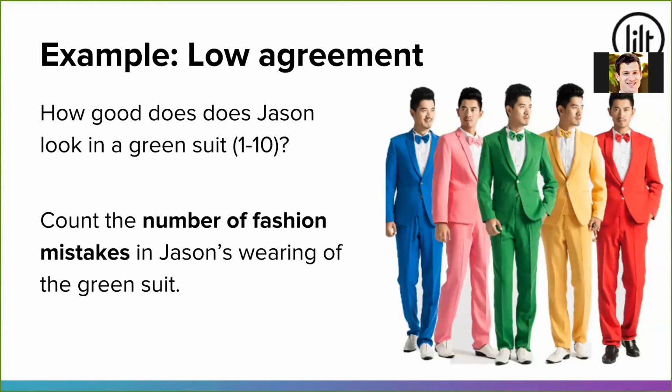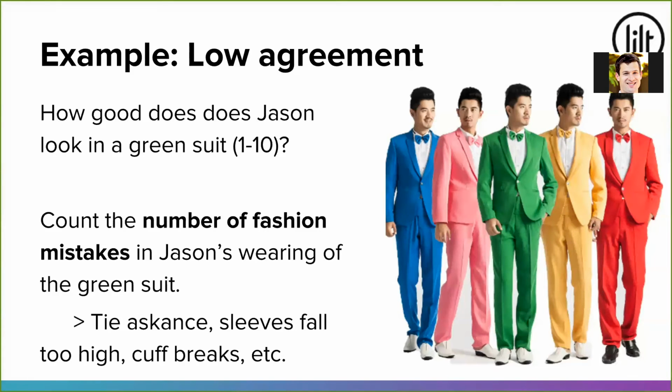Another question that we could ask is, count the number of fashion mistakes in Jason's wearing of the green suit. If you ask a bunch of people this, you might find some people who are sloppy dressers, and they think that Jason looks pretty dapper in that suit and there's no problem. And you could have other people who are very particular about the way that they dress, and they could point out, well, his tie is slightly askew, and I would prefer that his sleeves fell a little bit lower on his wrist because they're a little bit too high and that looks weird. Or maybe the cuff where the breaks are on his shoes, you see that they're back behind where the tongues of the shoes are, and that's a problem.